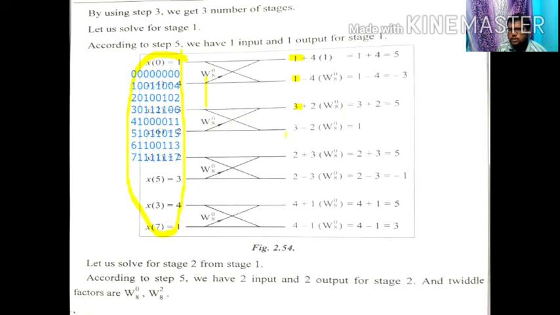Similarly, for the second output, first it receives the signal 3. Next, it receives the signal 2 into W8 power 0. But once it crosses this point, it becomes minus.